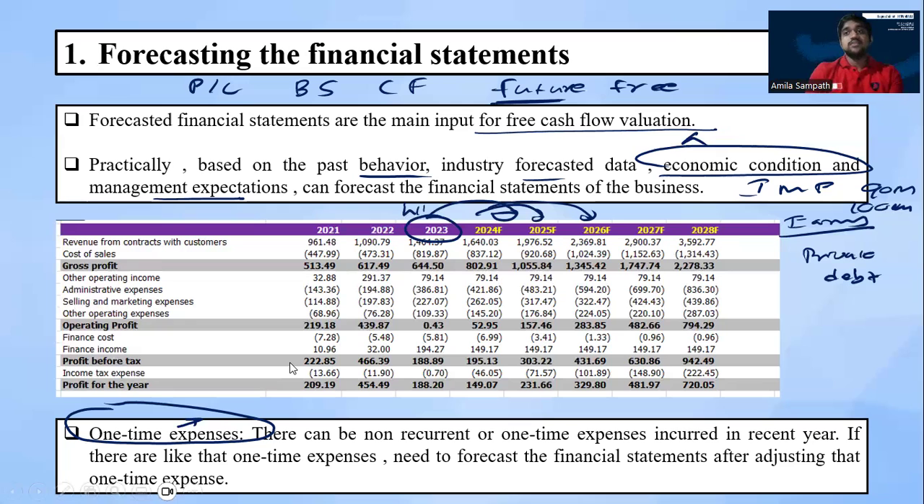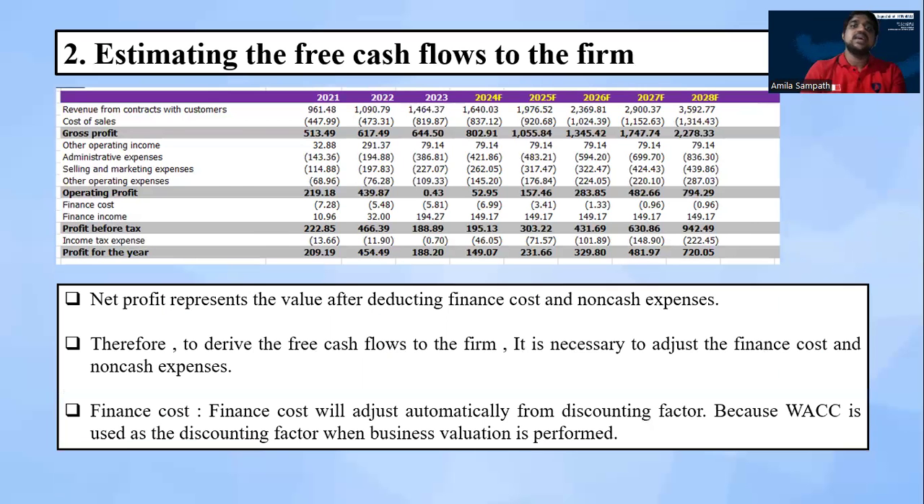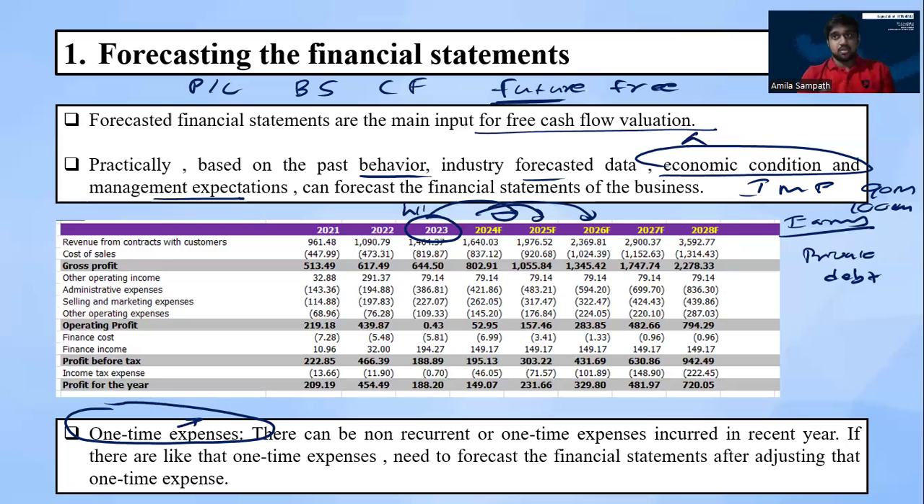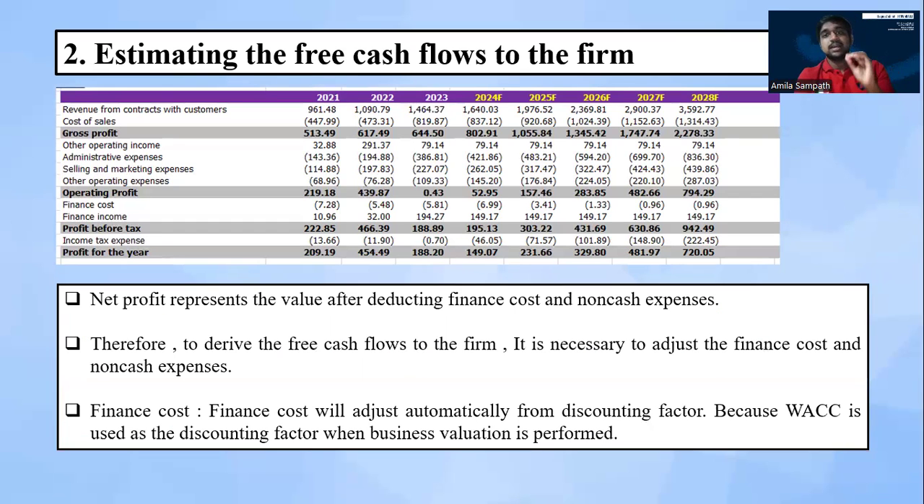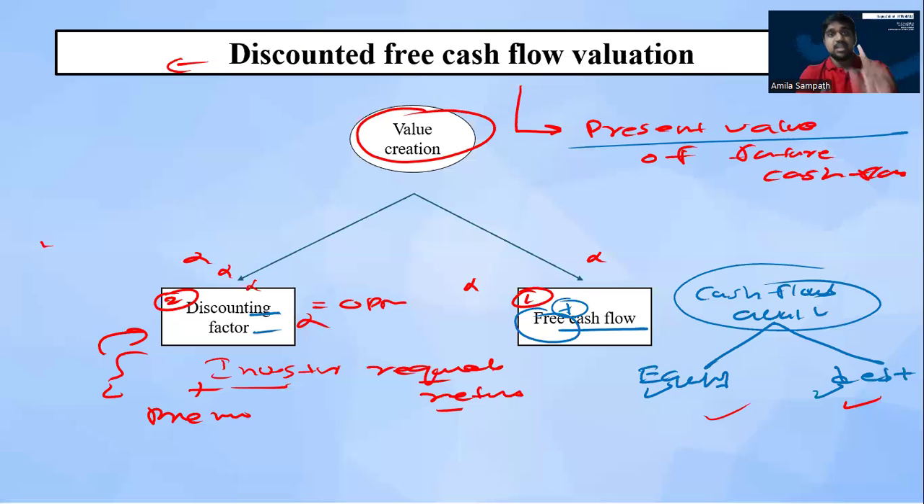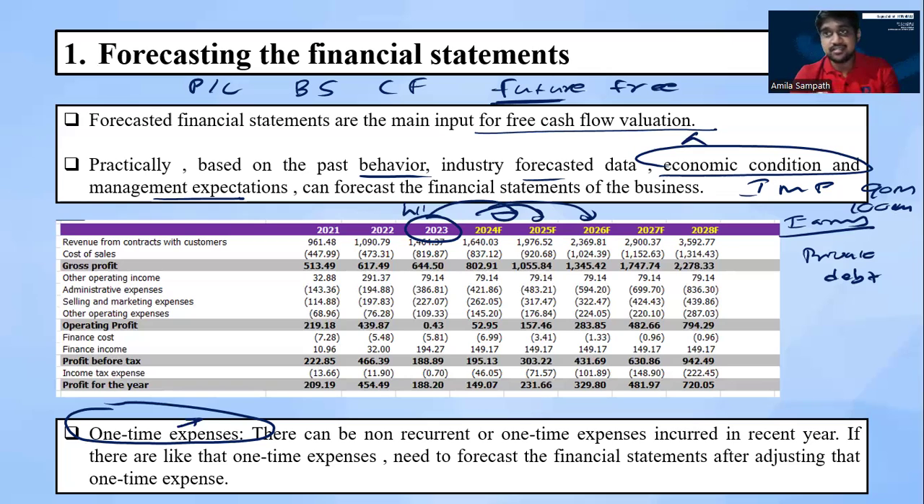Then we can move on to our second topic, estimating the free cash flow. That's the most important one. Based on the forecasted financial statements, we need to estimate the company's free cash flow. As I told you, under the free cash flow valuation method, our main value driver is free cash flow. Therefore, for the forecast period, we should identify the company's free cash flow. Let's see how we can derive it from the forecasted financial statements.